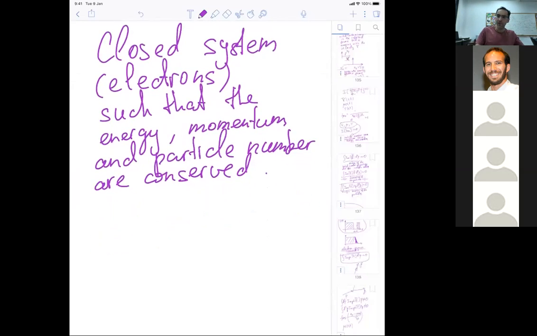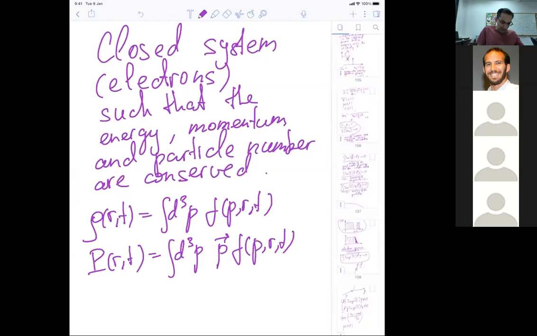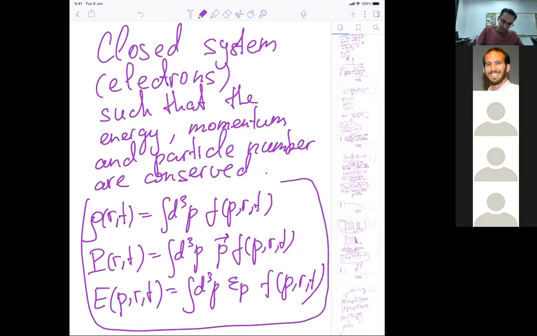In this case, we will now derive hydrodynamic equations from kinetics, and we can say that there will be three variables that we are interested in: the density, the momentum density, and the energy density. And these will be the conserved charges of the hydrodynamic theory.